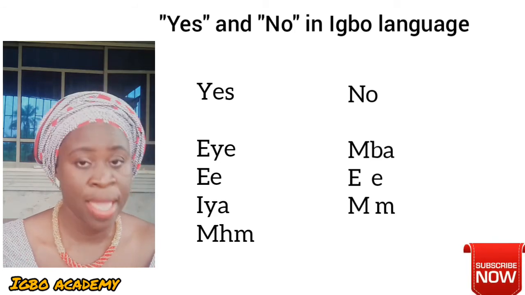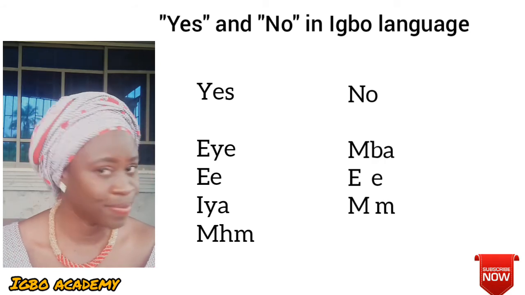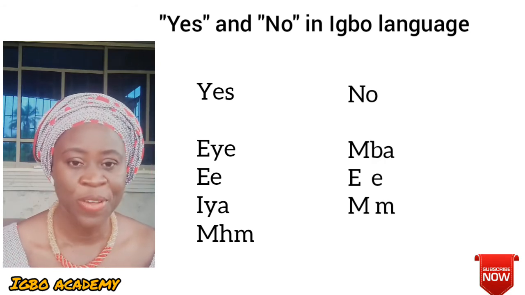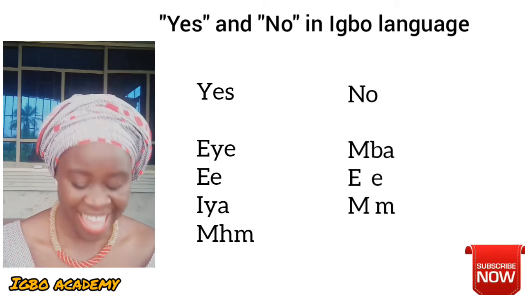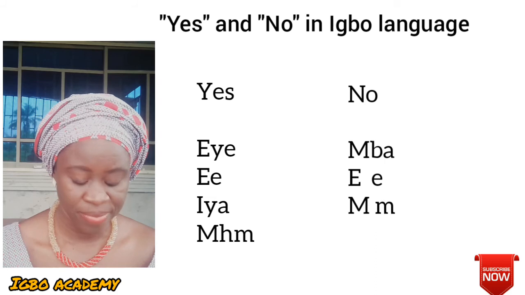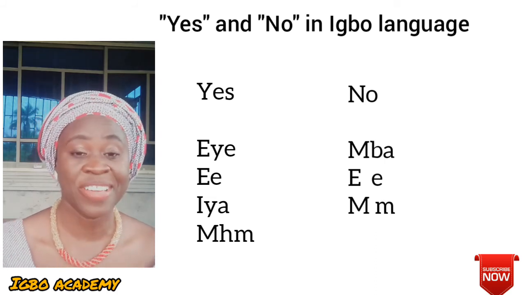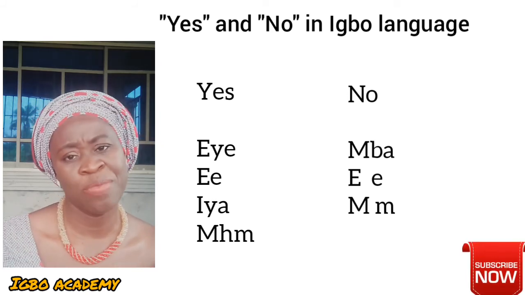So for no, you can say mba, or that is no. For yes, you can say yeah, iya. So all these ones are yes. So that is how you can say yes and no in the Igbo language.